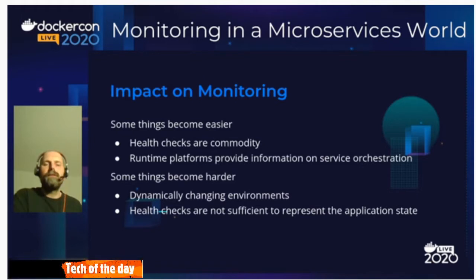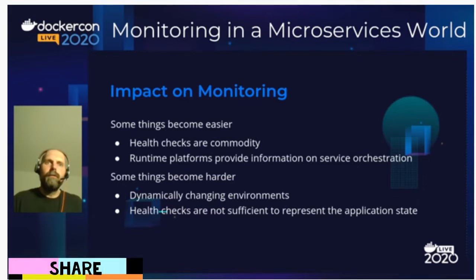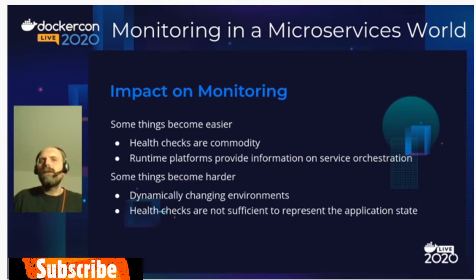Think, for example, of health checks. A few years ago, writing health checks for your application in Nagios was one of the core tasks that we typically associated with monitoring. Today, platforms like Kubernetes provide health checks out of the box and they may basically have become commodity. Also, runtime platforms provide information on service orchestration, so you can just use this information in your monitoring system. However, of course, some things have become harder.